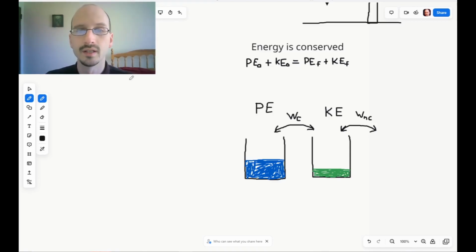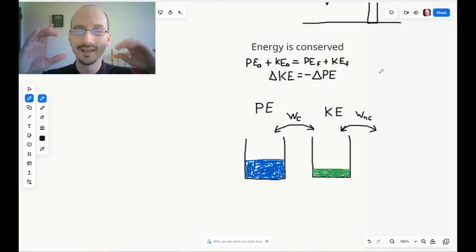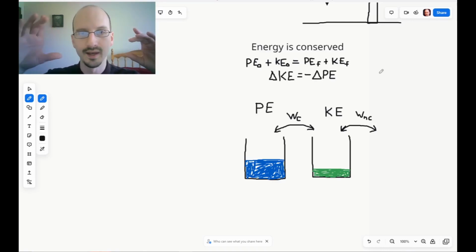The second equation is what happens if we get the kinetic energy on one side and the potential energy on the other side. So that says the change in an object's kinetic energy is equal to negative the change in an object's potential energy. And this makes sense, right? Because if an object is converting its kinetic energy to potential energy, then whatever kinetic energy it loses, it gains in potential energy. And whatever potential energy it loses, it gains back in kinetic energy.